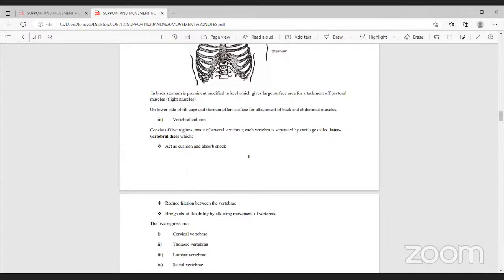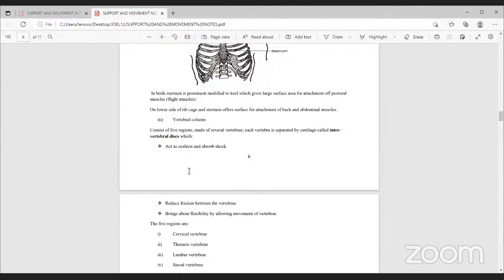Number two, it reduces friction. It reduces friction between the vertebrae. If the bones are allowed to come into contact with each other, you can imagine the kind of friction those bones are going to experience. They are going to grind each other, bringing about a lot of pain. So to reduce that friction, we have the intervertebral disc.